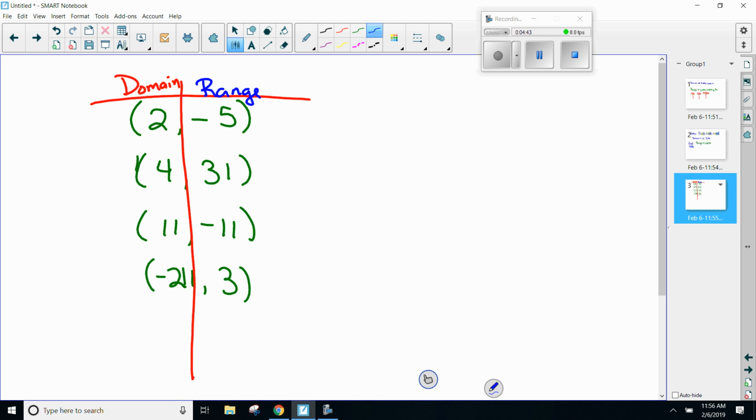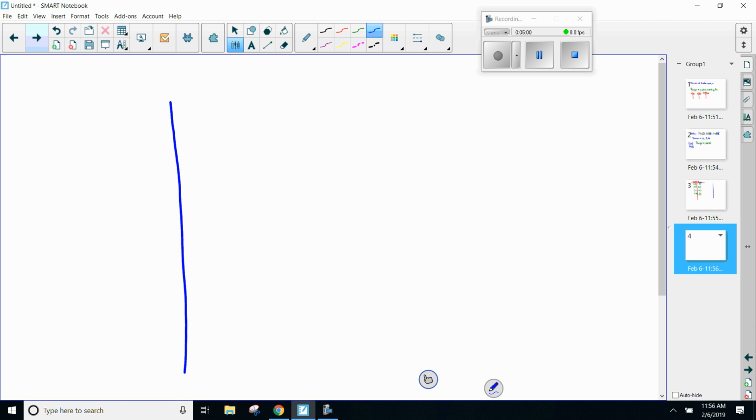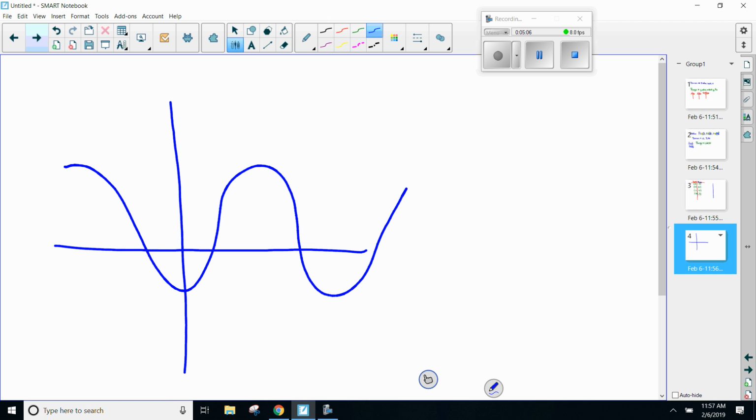Now that's looking at it as a set of points. We will later get to it when we look at it in terms of a graph. When you look at a graph, let me ask you this much. If I gave you, I'll go to another slide. If I were to give you a graph, and it looks something like that.